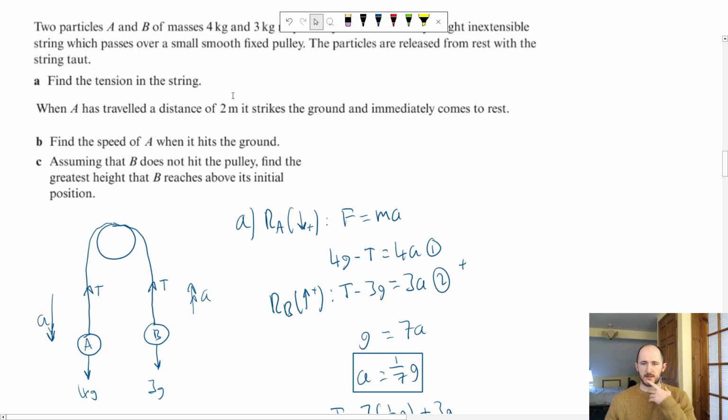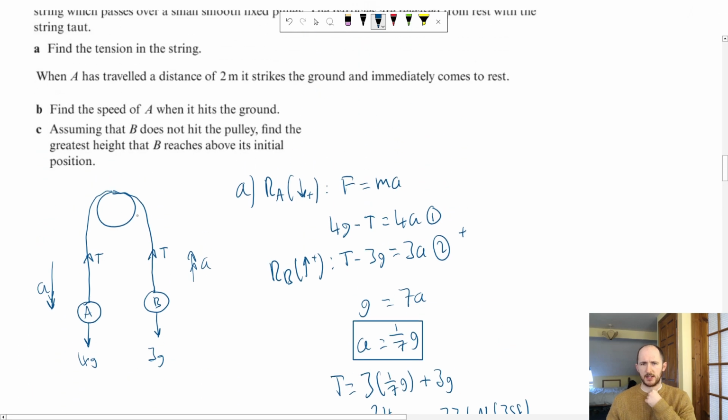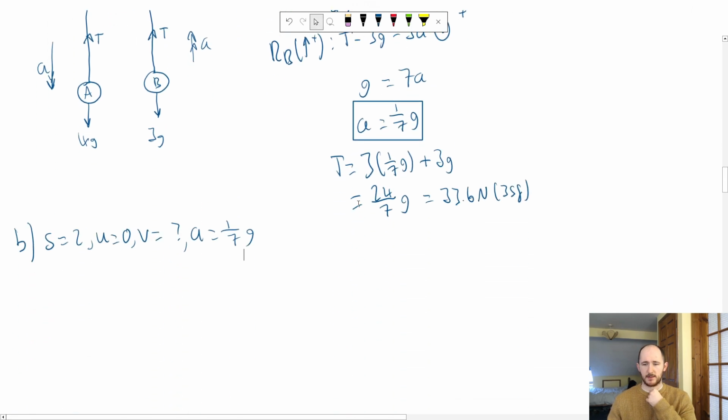When A has travelled a distance of 2 meters, it strikes the ground and immediately comes to rest. So again, it does tell you which one's actually going to be accelerating. It's A, accelerating downwards, dropping. Find the speed of A when it hits the ground. Okay, so if we do that, we have S is equal to 2 meters, U is equal to 0, it's released from rest, V is equal to don't know, and that's what we want. A is equal to 1/7 of G, and it doesn't tell me the time.